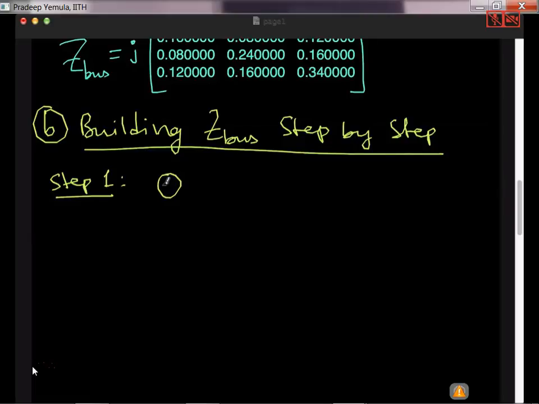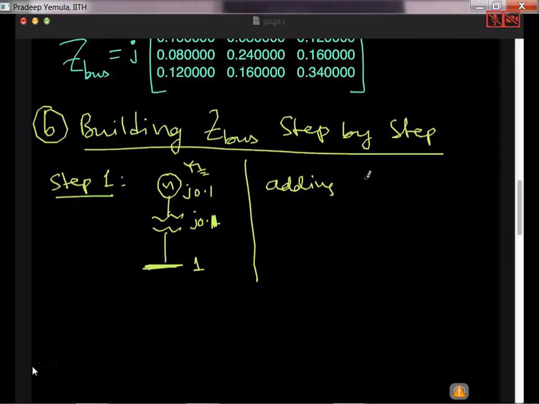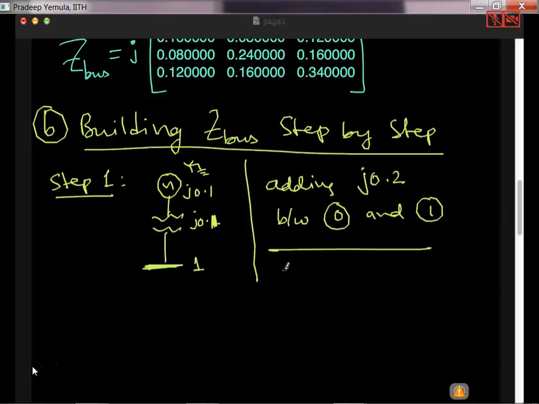Okay, so in step one, what I'll do? I'll consider the generator and I'll consider the transformer and then I'll consider bus one. And then this generator is grounded. So this is J0.1, J0.2. So here the description I'll write, sorry, this is J0.1 again. So adding J0.2 between 0 and 1. So this is the first step. So this is basically case 1 of the Z bus building method.